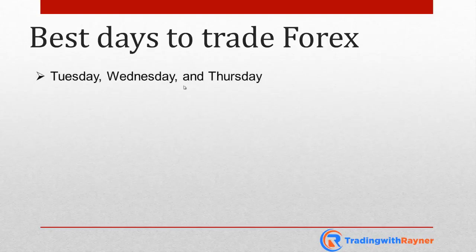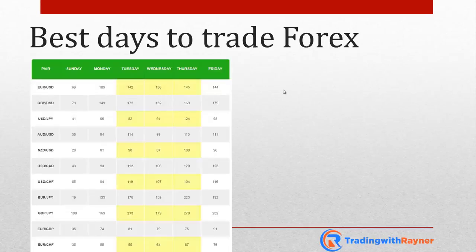So Tuesday, Wednesday, Thursday generally is where the Forex market tends to move the most. If you look at this, this is from Baby Pips. You can see that this is the currency pair. This is the days of the week. And these are the movement of the currency pairs on average on these different days of the week. So for example, Euro dollar on Tuesday, it tends to move around 142 pips. On Euro dollar on Wednesday, it tends to move about 136 pips. Thursday, it tends to move about, on average, 145 pips.